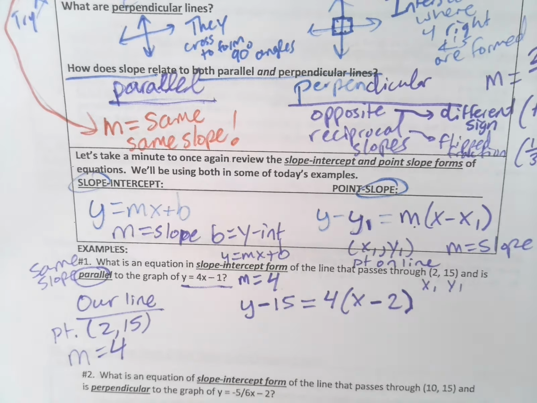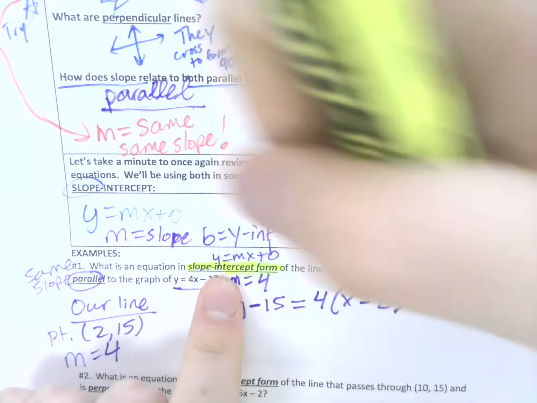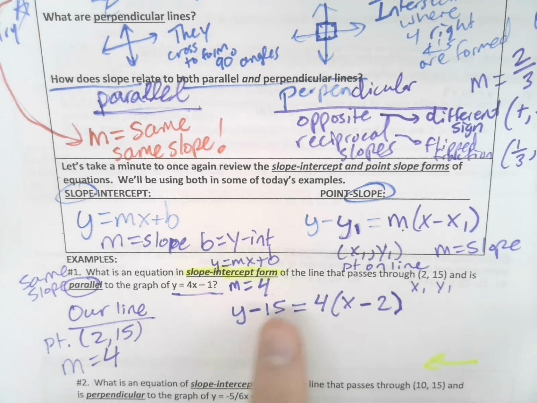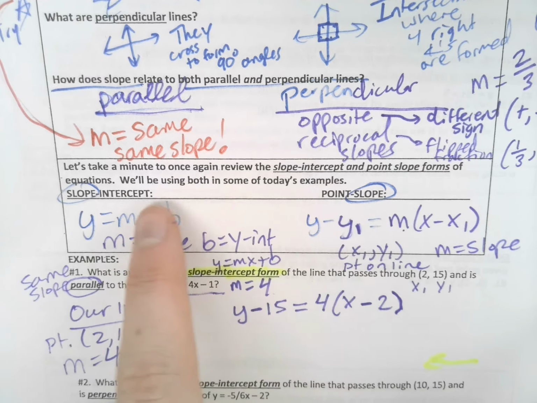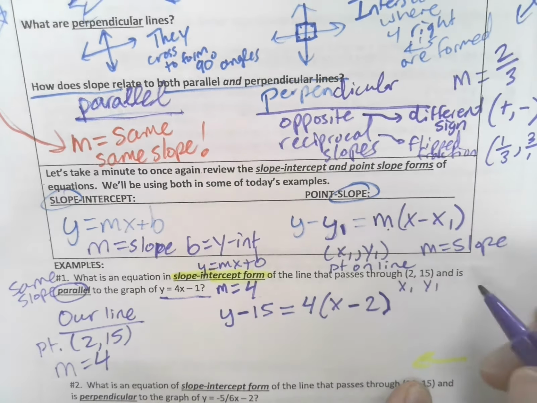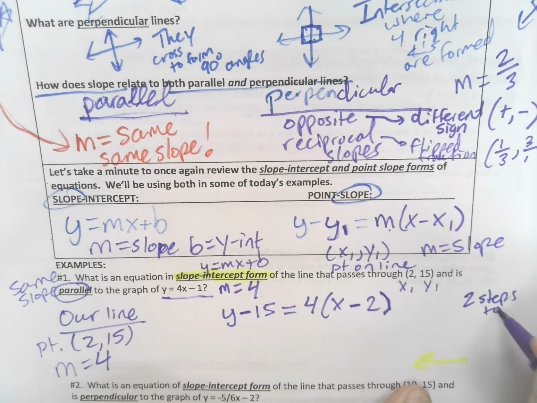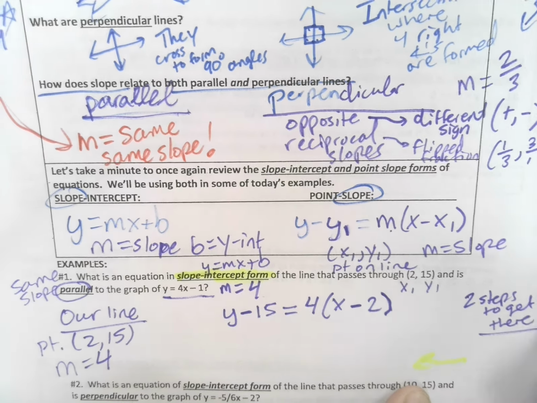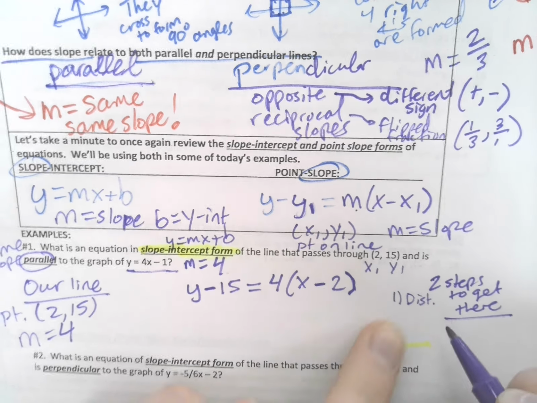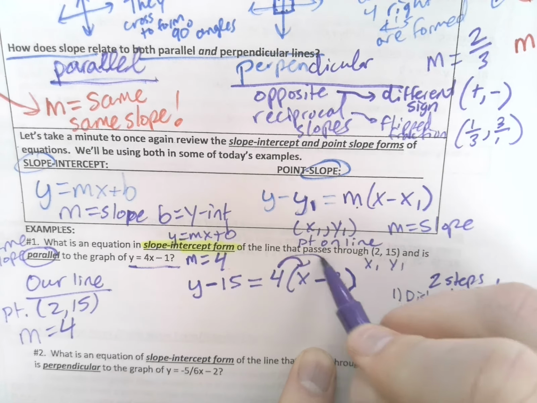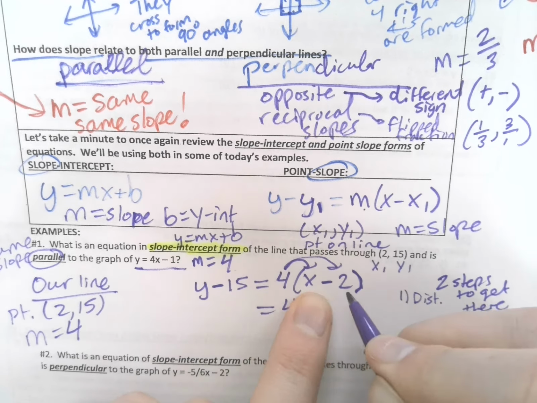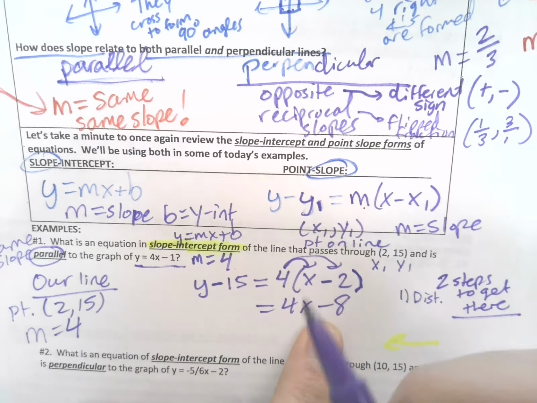The problem is they want this in slope-intercept form, which we have not gotten to yet. We need to get this, which is in point-slope form, to slope-intercept. But it's always 2 steps. Very, very straightforward. It's always 2 steps to get there. First, distribute. We got 4. Let's multiply that to both x and the negative 2. So 4 times x is 4x. 4 times negative 2 is negative 8.